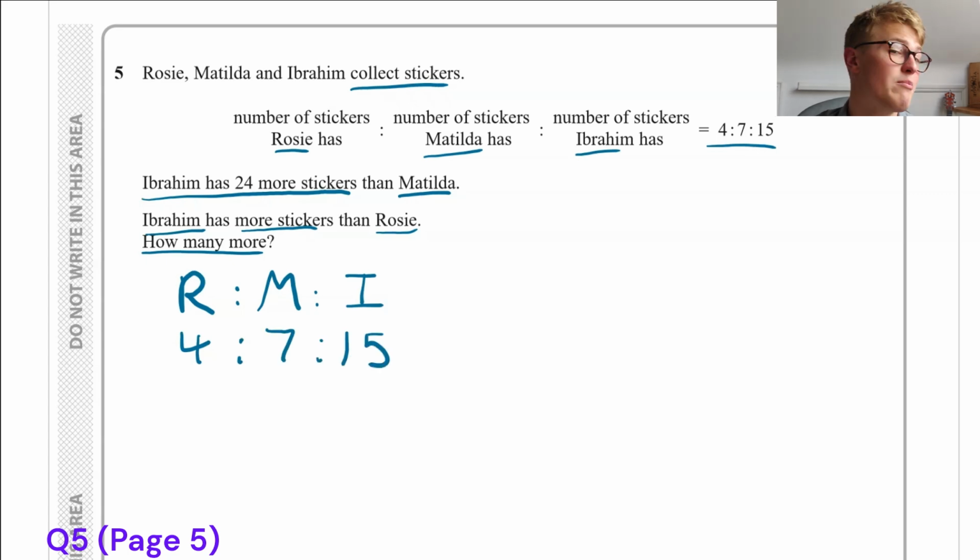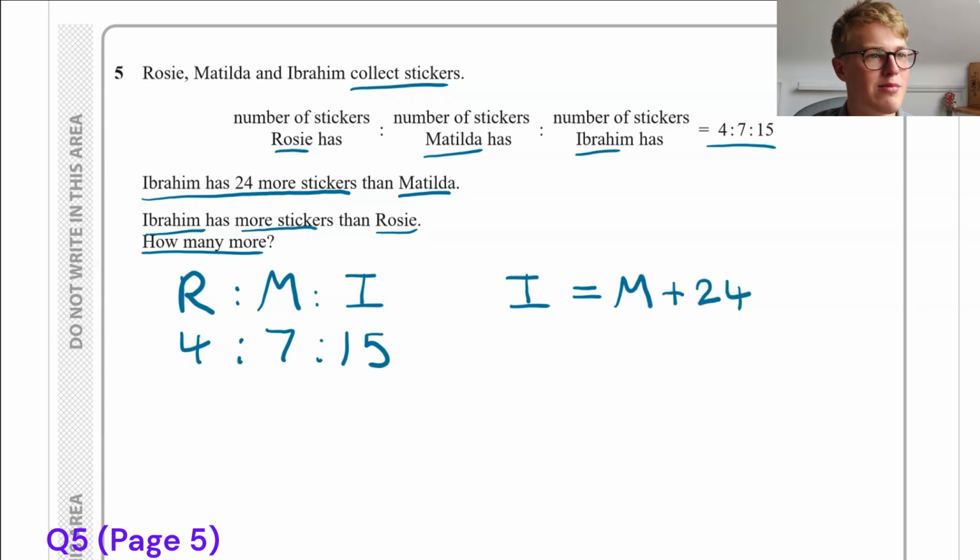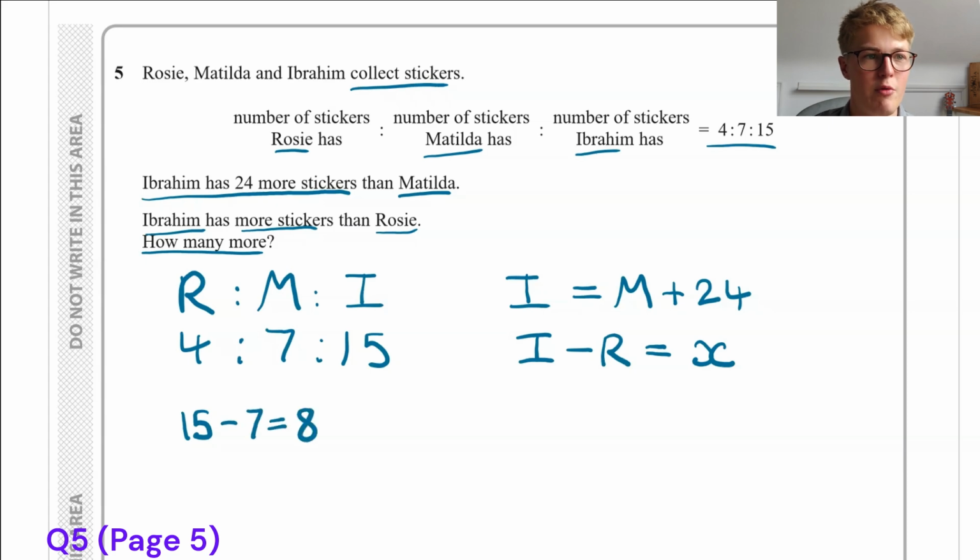We also know that Ibrahim has 24 more stickers than Matilda, so we can write that as I is equal to M plus 24. Then we know Ibrahim has more stickers than Rosie, and we need to find how many more, so we can say I minus R is X, where X is a value we're trying to find. If we take our ratio and look at 15 minus 7, we can look at the difference between Ibrahim and Matilda in that ratio, which is 8.